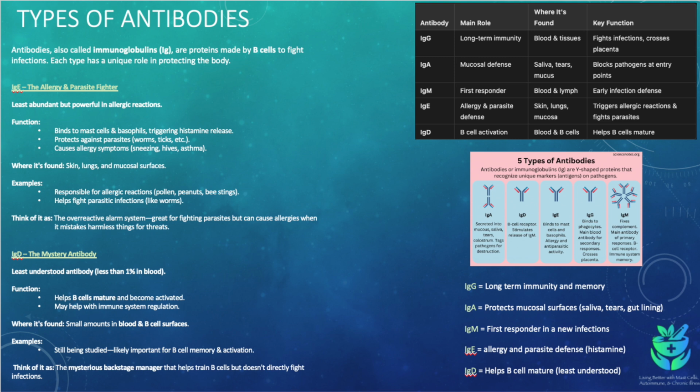IgE, and this is the stuff that allergies are made of, but it is also the parasite fighter. It is the least abundant but most powerful in allergic reactions. Its function binds to mast cells and basophils, triggering a histamine release. It protects against parasites like worms, ticks, etc. And it causes allergy symptoms like sneezing, hives, asthma, etc.